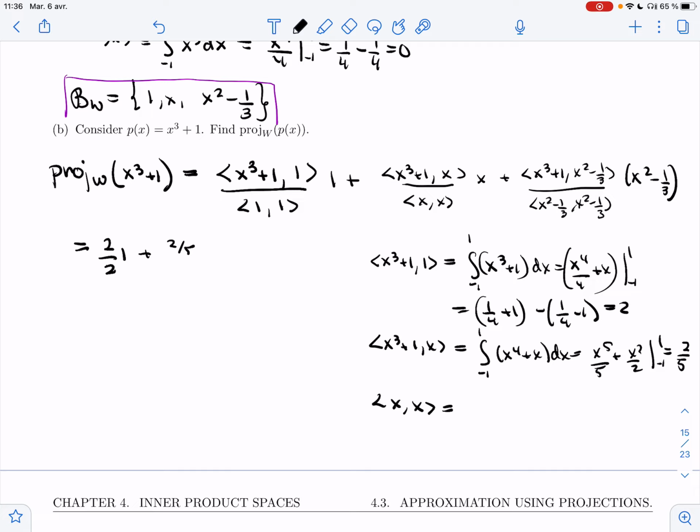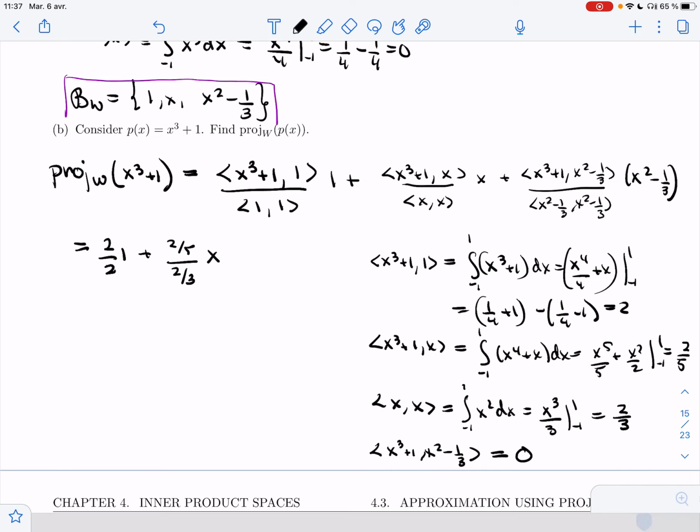Let me give you this one pretty quickly. I mean, the pattern is not so tough if you pay attention. For even ones, you get 2 from the top, and so that's going to be 2/5 over 2/3, times x. And finally, x cubed plus 1 with x squared minus a third.